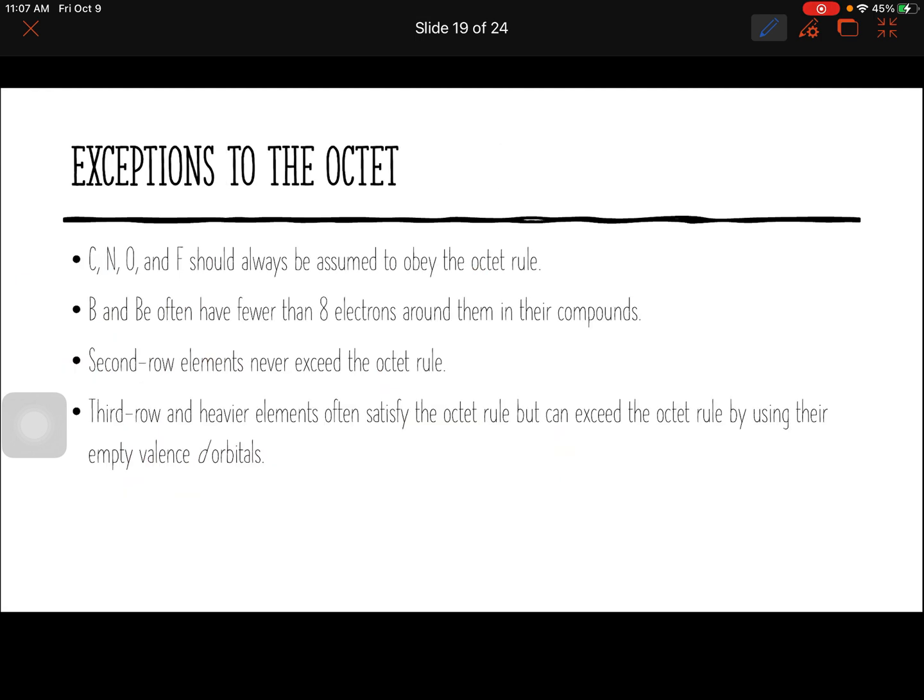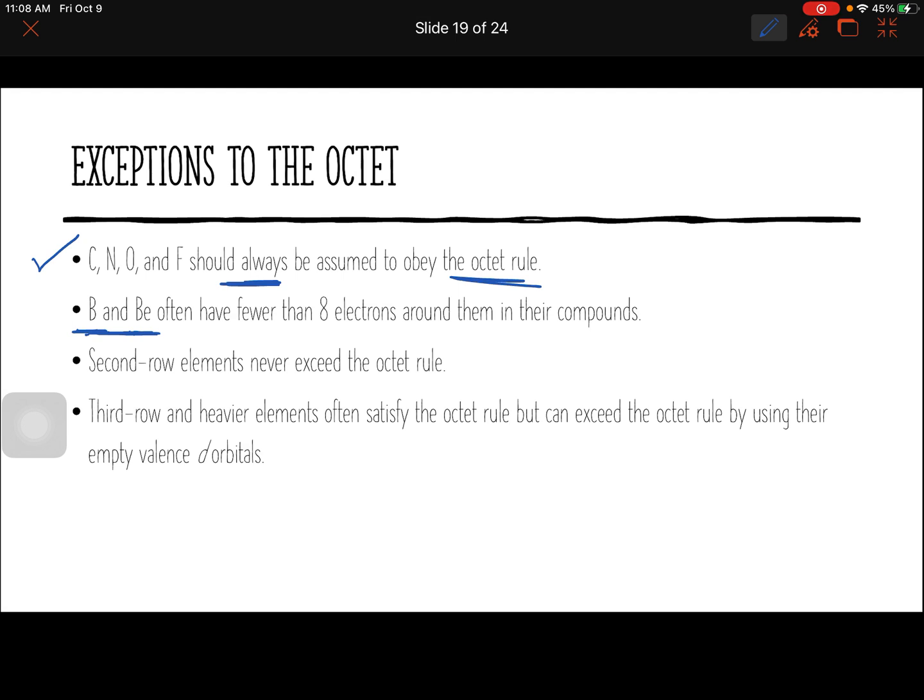There are exceptions to the octet rule, dun dun dun. So when you're doing these drawings, you know that hydrogen gets 1 line and it's done. Carbon, nitrogen, oxygen, and fluorine always will obey the octet rule. So they must have 8, right? And it's easy to remember because carbon, nitrogen, oxygen, and fluorine are all right next to each other. A lot of times boron and beryllium will have fewer than 8. So you can be under, especially boron will show up.